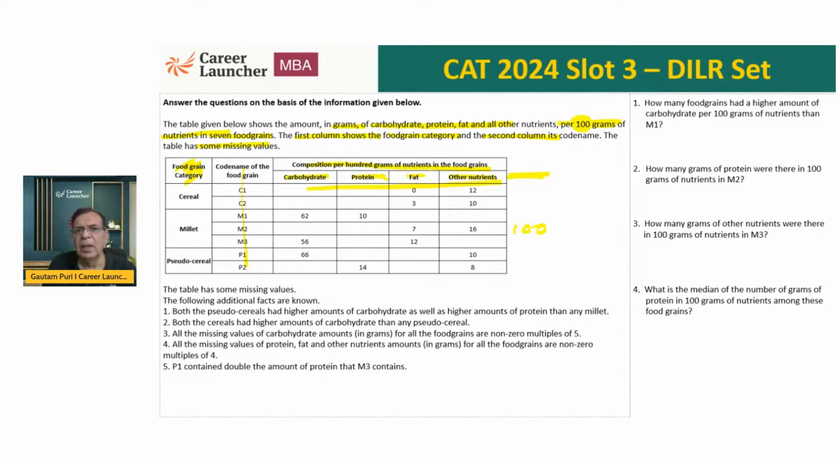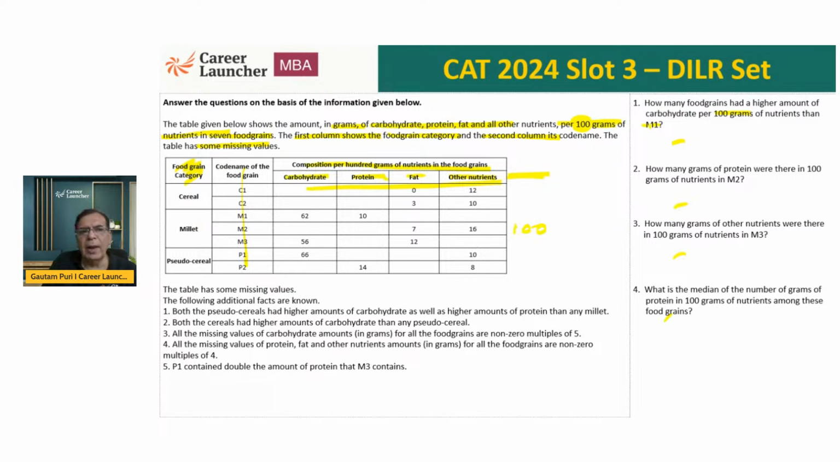Okay, great. Now, many people say, yahan pe to all questions are theta. No choices. So how do I identify? Yeah, there's still lots to identify. Let me show what is there to identify first of all. For example, question 1. How many food grains had high amount of carbohydrate?